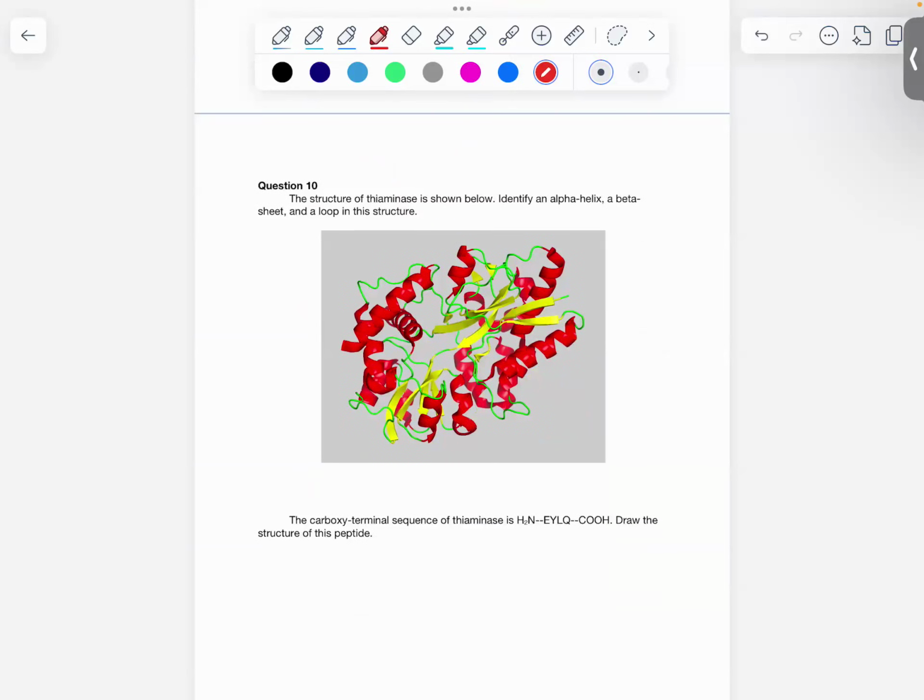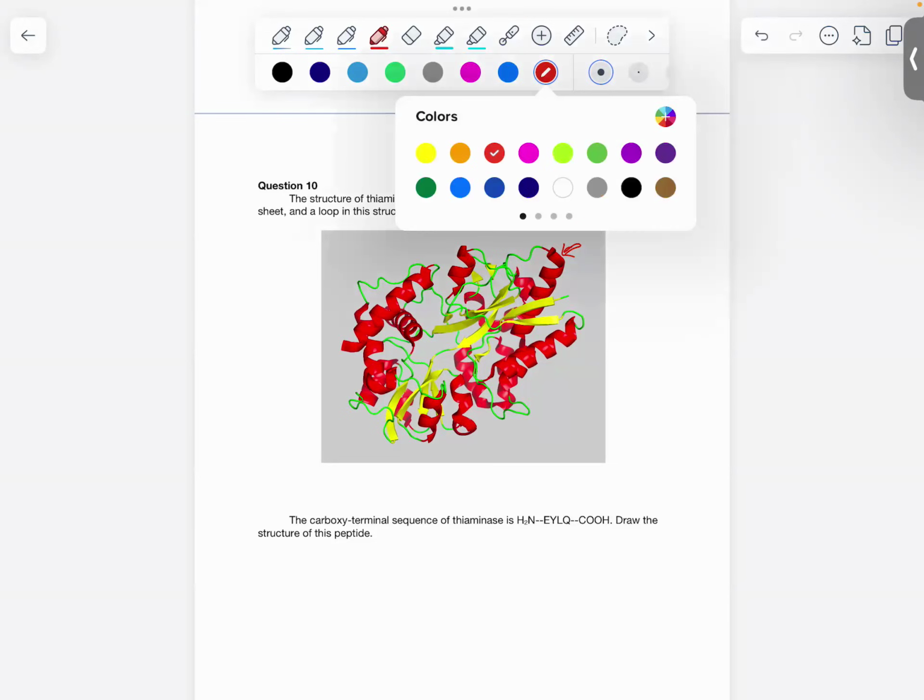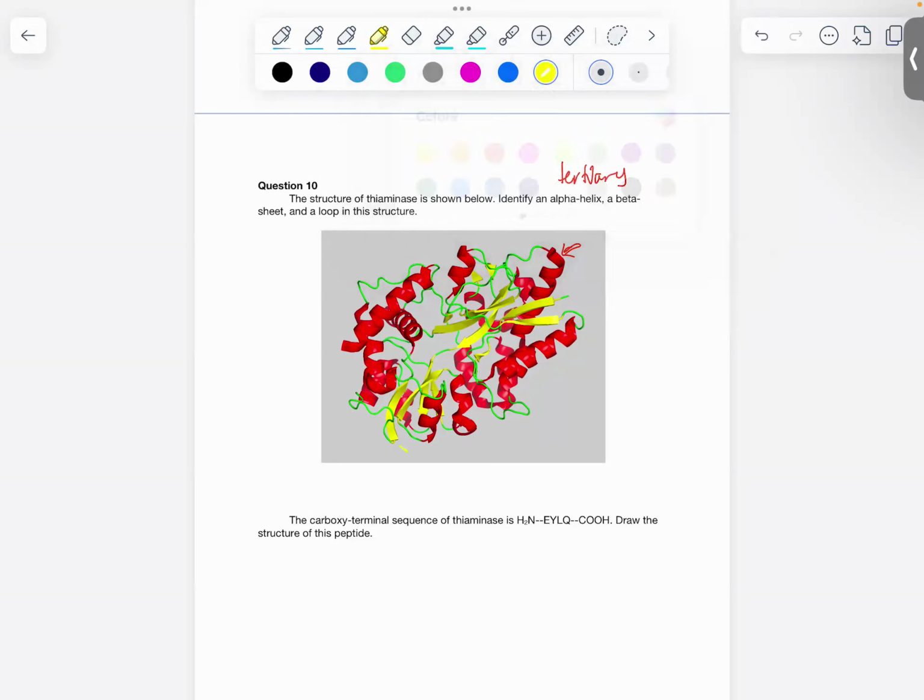So now looking at a protein, we are going to identify, these are called quaternary structures. They're like motifs in the structure. Or no, this is tertiary. Sorry, guys. And so alpha helix is going to be this stuff in red. These yellow are your beta sheets.